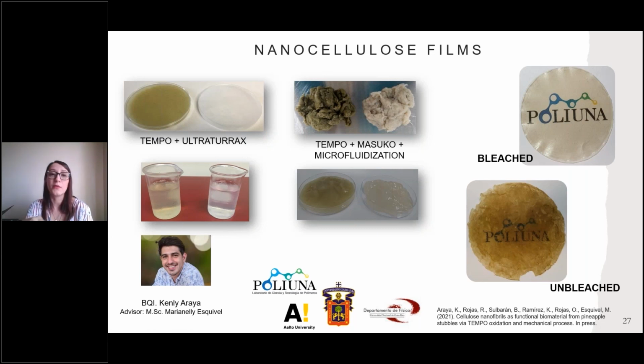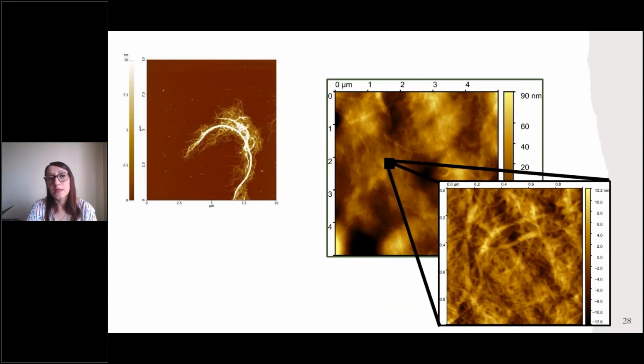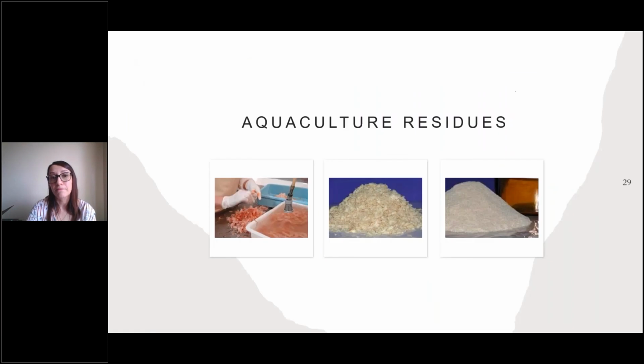This process of microfluidization and Masuko grinding were made at Aalto University in Finland. One of our students went to Finland to do the processes. Here you can see some AFM images. This is for NFC, and this is for the film prepared. I think this is the bleached material. And you can see the network formed by the nanofibers.